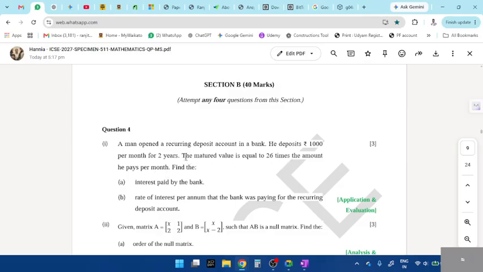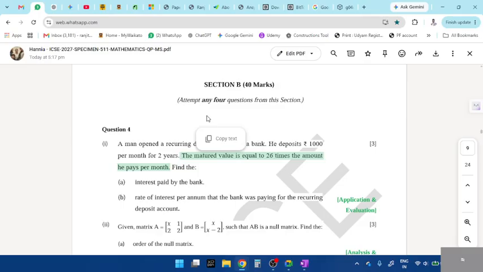See, only this part is different. What do you mean by maturity value is 26 times? Every month, how much does he pay, students? 1000. So 1000 into 26 times is what? 26,000. This is how they'll twist the question. Apart from that, everything is the same. We have solved questions like this, but only this line is different. And this is released from your board papers.